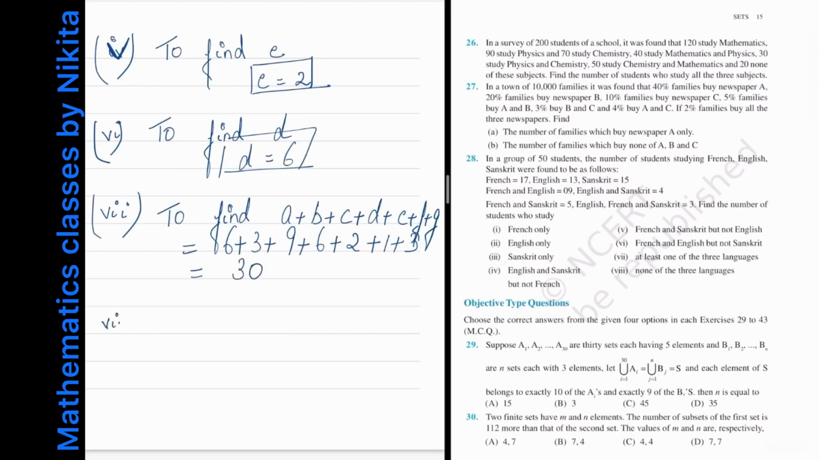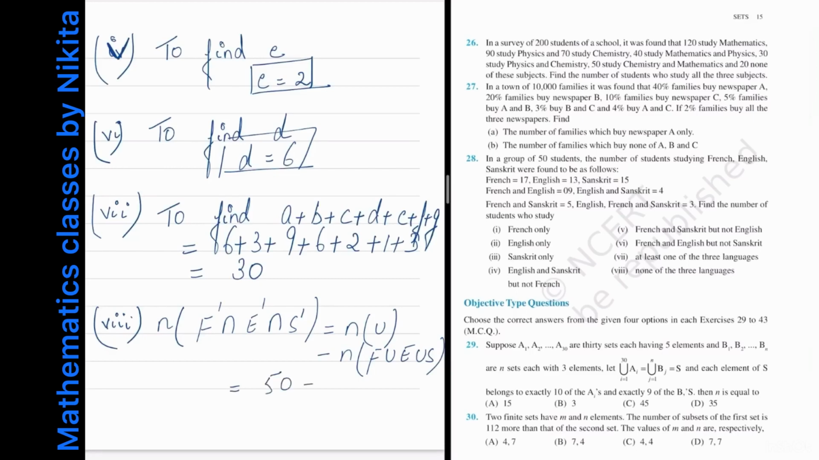Now in the next part you have to find none of the 3 languages. So none of the 3 languages means you have to find n of F complement intersection E complement intersection S complement, and this is equal to n of U minus n of F union E union S. So n of U हमें पता है it is equal to 50. तो 50 में से at least one of the languages, that is 30 को माइनस कर दीजिए, तो आपके पास आ जाएगा 20. So 20 is the answer. Okay, so this is how we have to do this question.